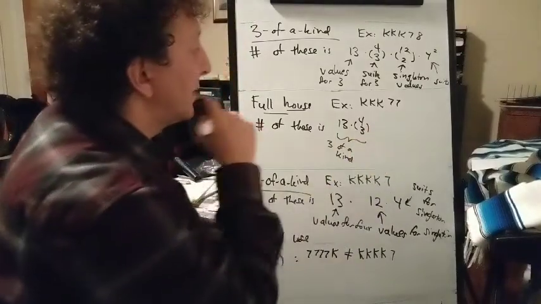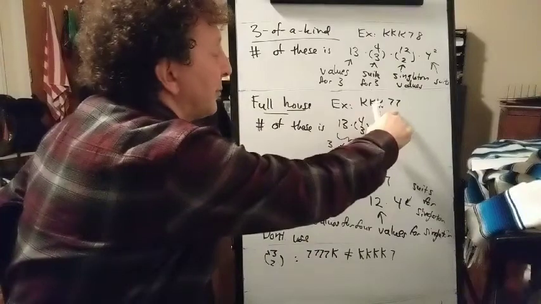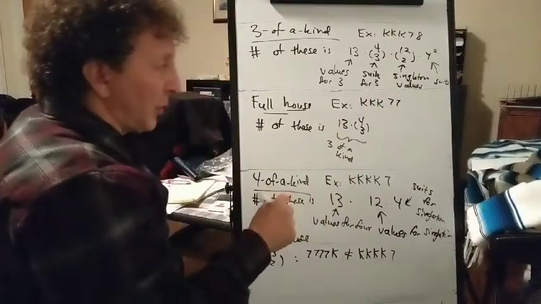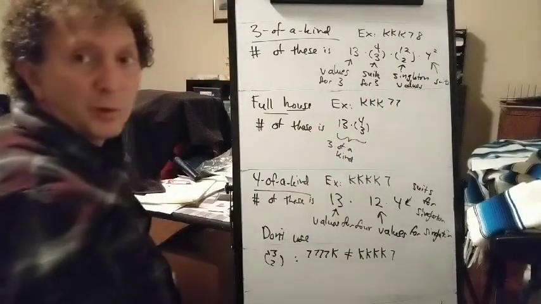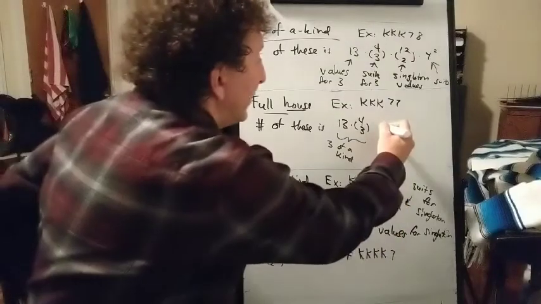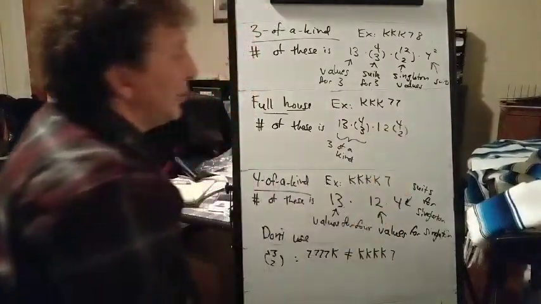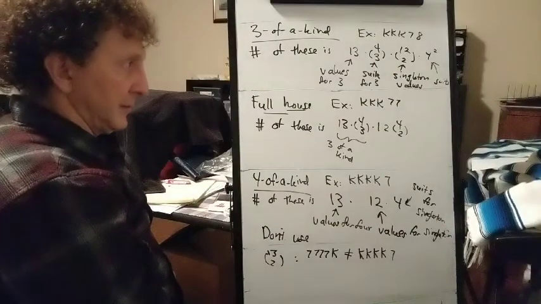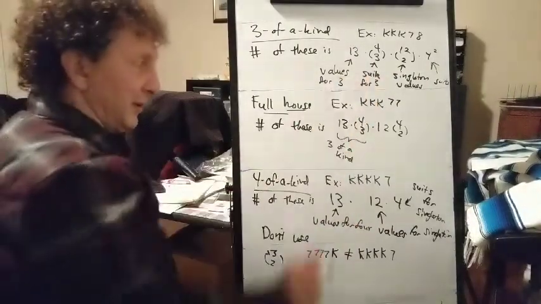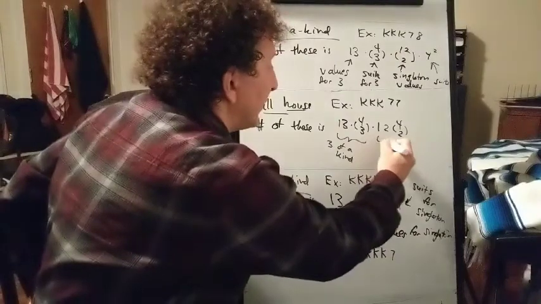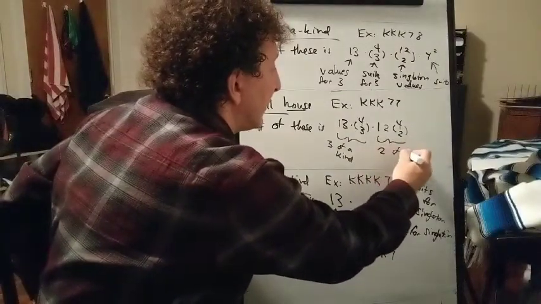And then, this other pair has to have a different value. So there's 12 values left after we've used one of the 13 for the 3 of a kind. So 12, and then we need to choose 2 of the 4 suits for the 7, or whatever the other value is. So this is for the 2 of a kind.